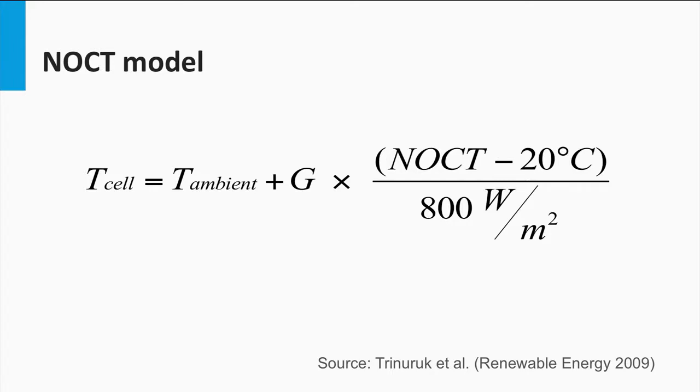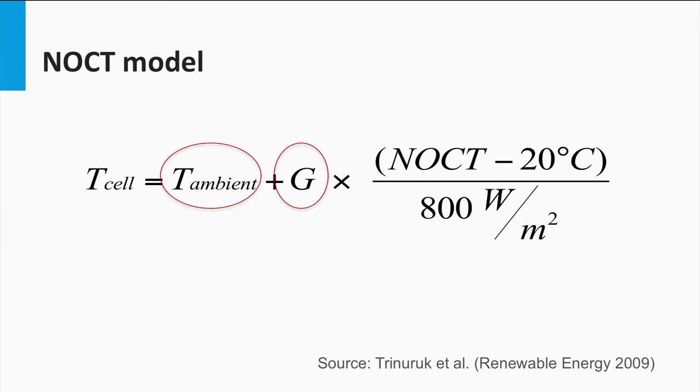Here, G is the irradiance at the instant when the ambient temperature is T ambient. The model gives the corresponding cell temperature as T cell. As can be seen from this equation, the cell temperature is not only a function of the ambient temperature, but also of the irradiance.